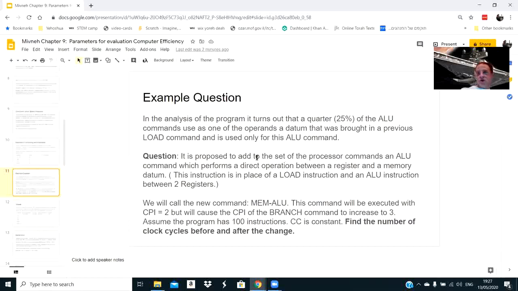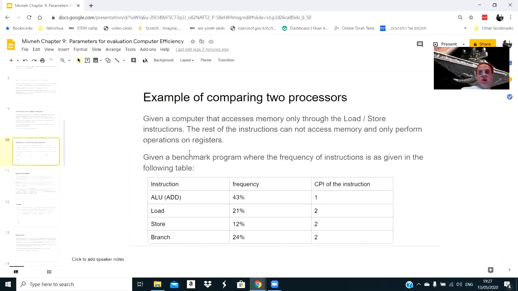It is proposed, in other words, by a set of engineers, to add to the set of processor commands the ALU command, which performs direct operation between a register and a memory datum. And this instruction is in place of a load and the ALU instruction between 2 registers. We will call this MEMALU, and this command will be executed with a CPI of only 2. Now, why do I say only 2? Because normally, if I would do a load and then an add, how much would it take? A load would take 2, and then an add would take 1, so 3. Now I'm going to combine these and do it for cheaper. But of course, I can't combine all of these. It's only 25% of the ALUs that are combining with the load.